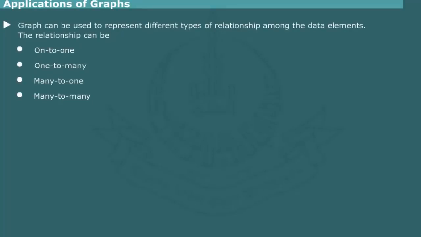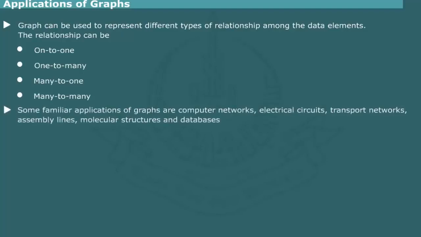Application of graphs. As noted before, a distinguishing feature of a graph data structure is its ability to represent complex relationships among data elements. In general, a graph can be used to represent a structure in which many-to-many type relationships exist among the data elements. In real life, we come across many such examples. Some familiar examples are computer networks, electrical circuits, transport networks, assembly lines, molecular structures, and databases.